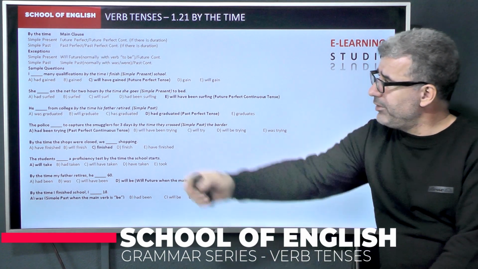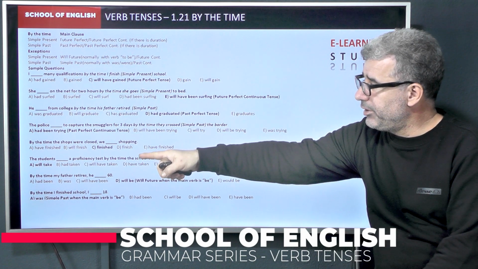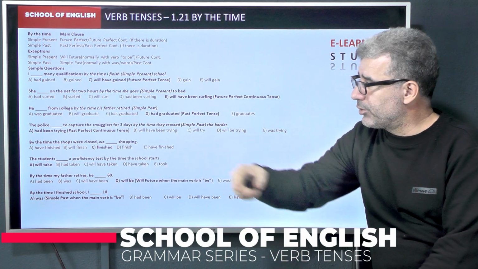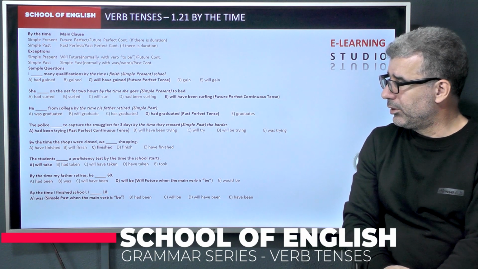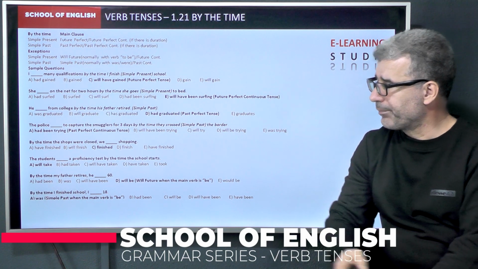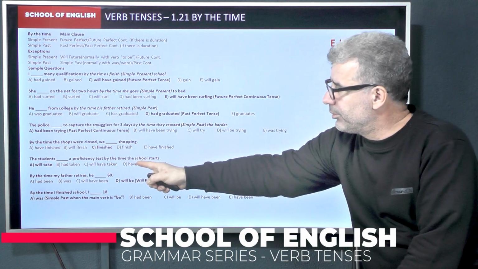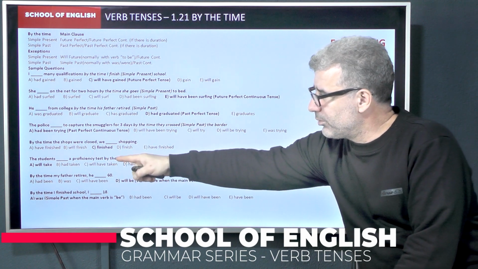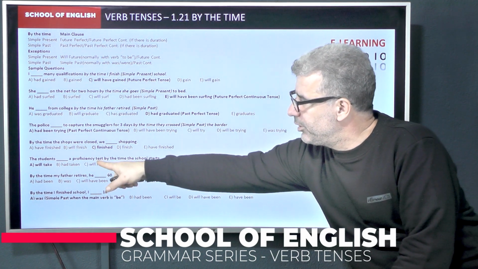And as we said here, while talking about exceptions, the main clause can also be "will" when "by the time" is used with "starts." The students will take a proficiency test by the time the school starts. Actually, here we have two answers. You can also say the students will have taken a proficiency test by the time the school starts. This is just given to demonstrate that "will take" is also possible. But if it's a test question, there shouldn't be two answers, so this should be deleted here.